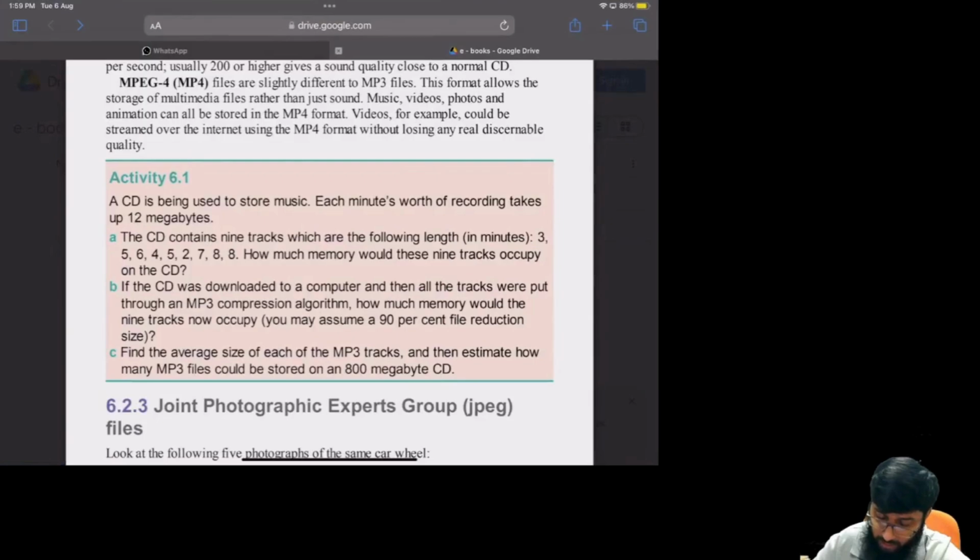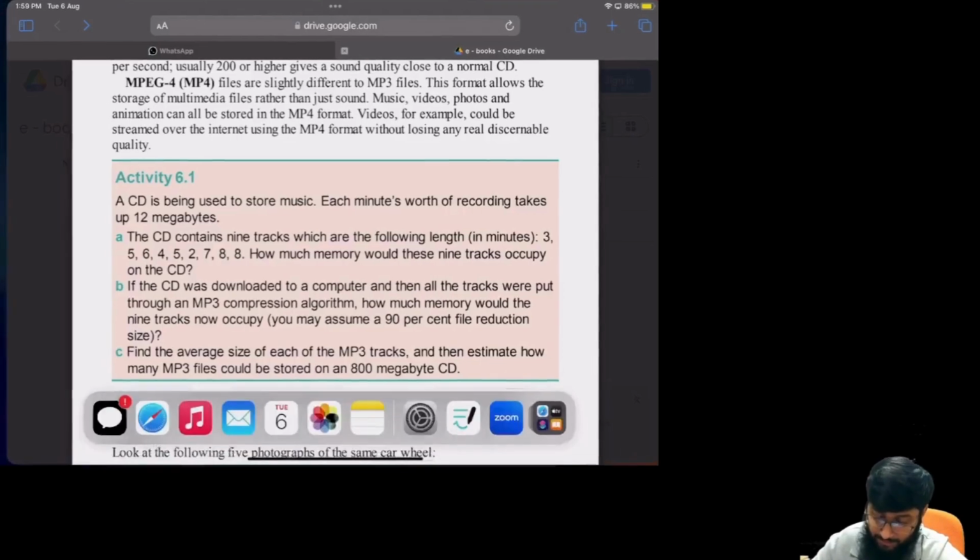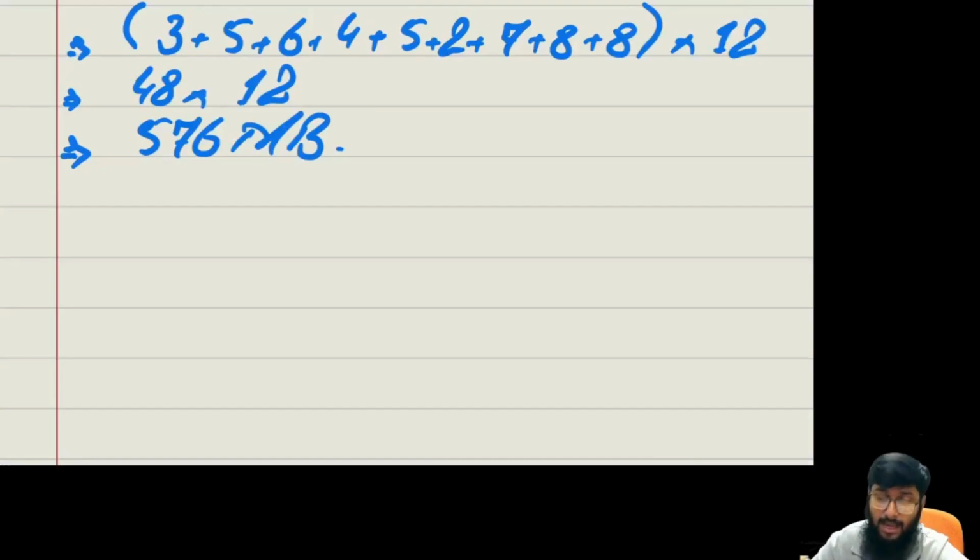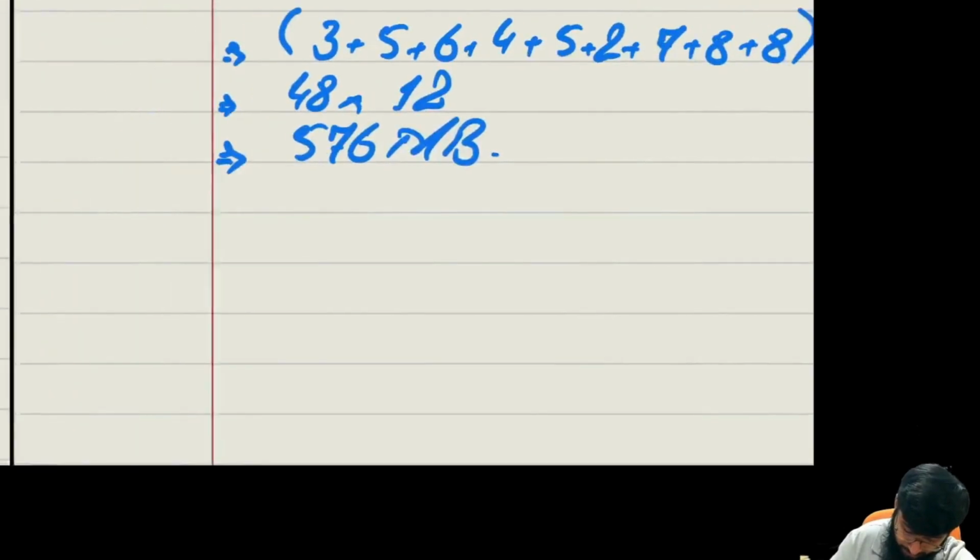Now the next part says: if the CD was downloaded to a computer and then all the tracks were put through an MP3 compression algorithm, that means the compression is done over here. How much memory would the 9 tracks now occupy? You may assume a 90% file size reduction. That means 576 MBs was the actual size, but now you have reduced it by 90%, so obviously 10% is remaining. So what will be the 10% of this?